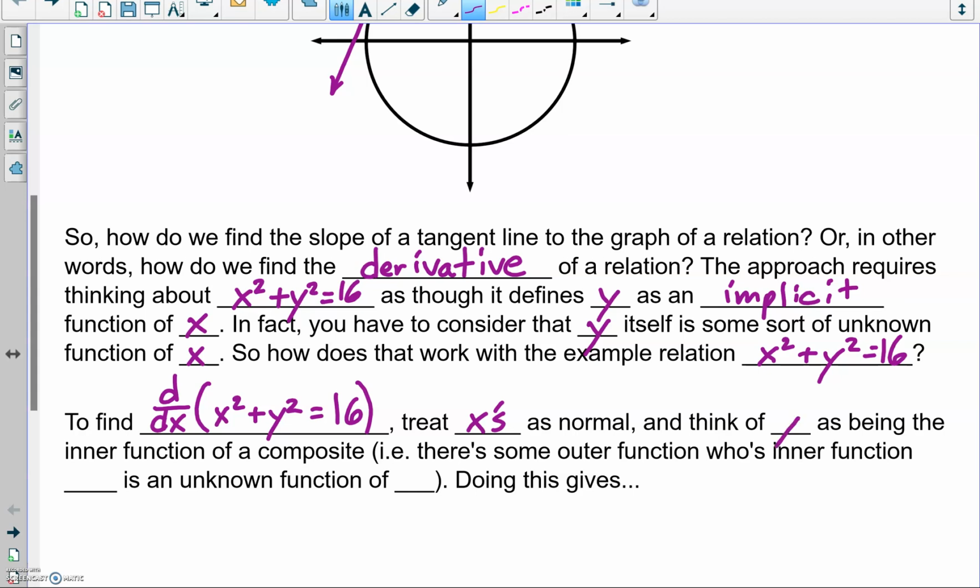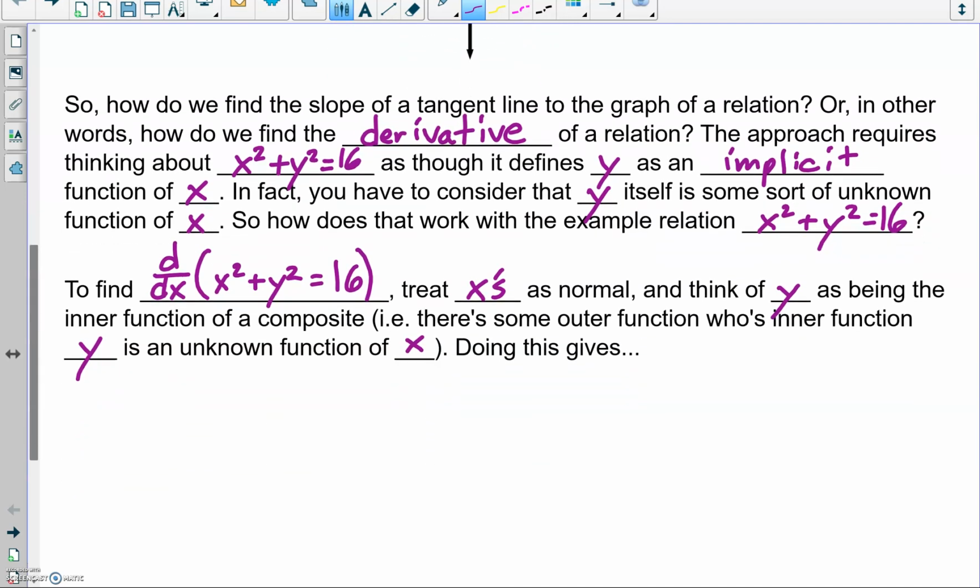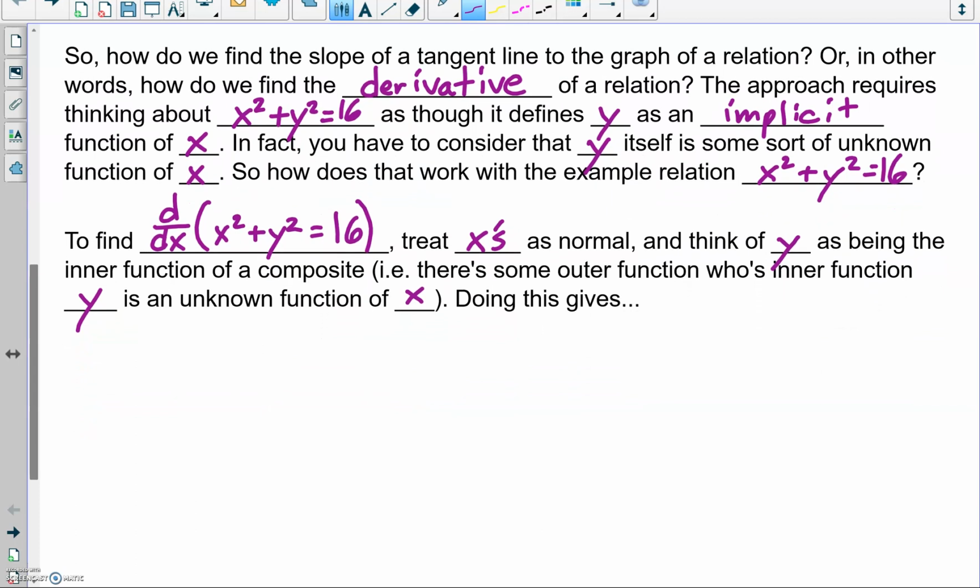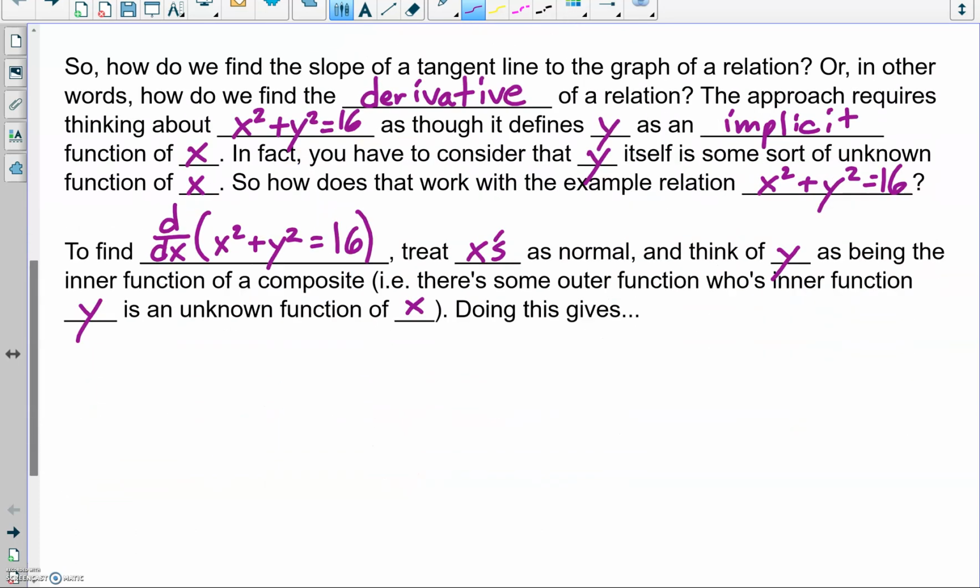And then you're going to think of y as being the inner function of a composite. So there's some outer function whose inner function y is an unknown function of x. And by doing this little mind twist, we're going to be able to use the chain rule to help get a dy dx introduced into the mix that we can solve for and find the derivative, which will give us the slope of the tangent line. We'll find this dy dx, the slope of the tangent line. So let's go ahead and go through this process in this example.